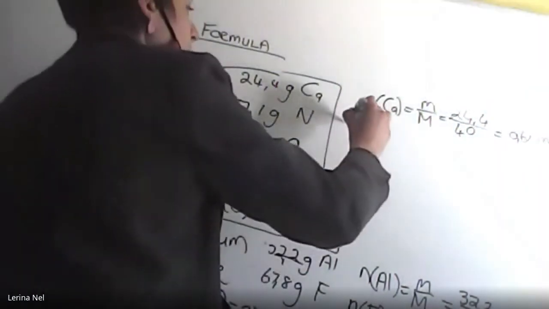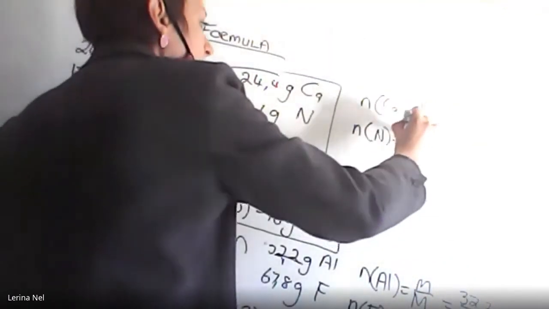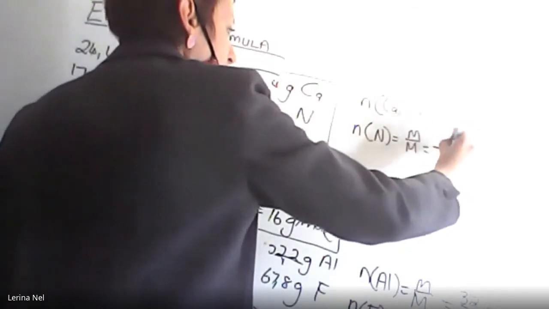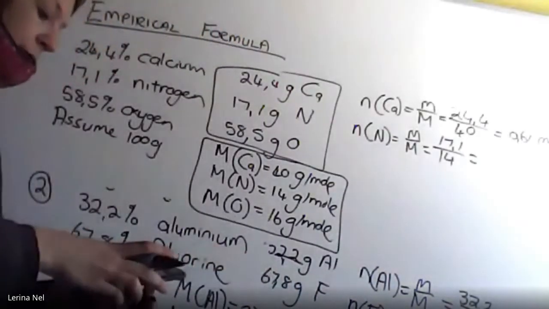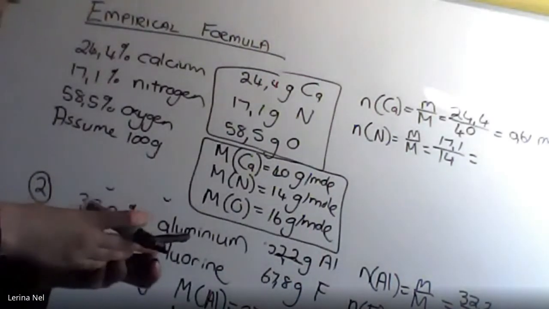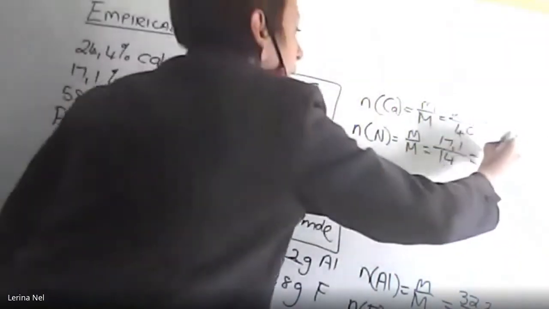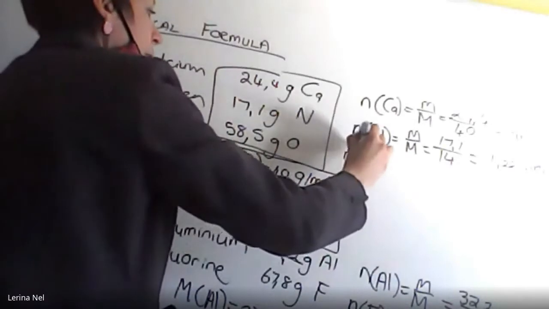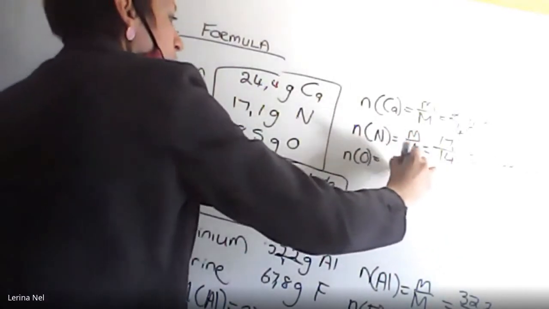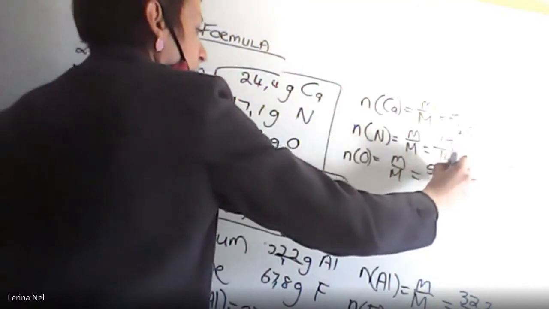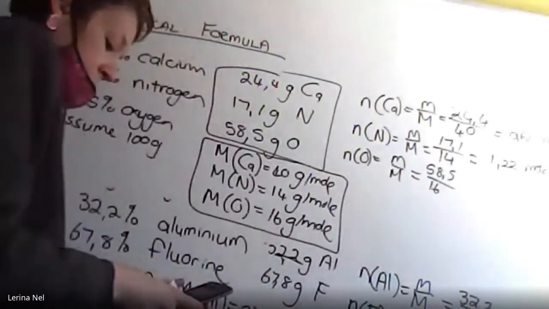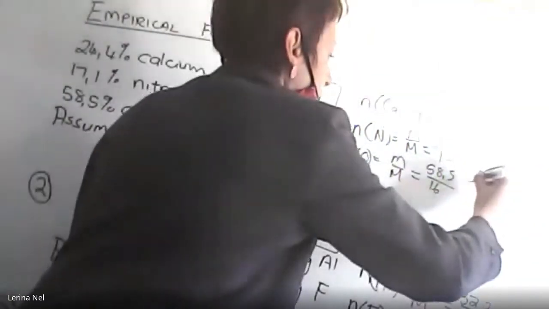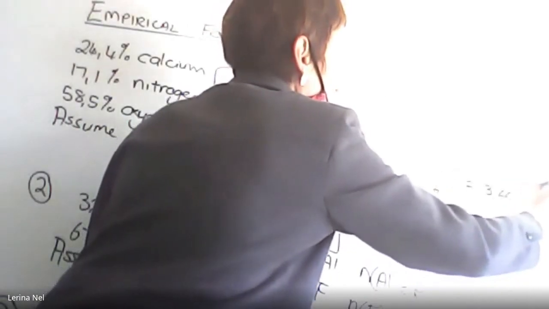Let's do the second part, the number of moles of nitrogen, mass divided by molar mass, the mass 17.1, the molar mass 14. 17.1 divided by 14 equals 1.22 moles of nitrogen, and the last one, oxygen, mass divided by molar mass, 58.5 divided by 16. This is going to give me 3.66, rounded to 2 decimals.